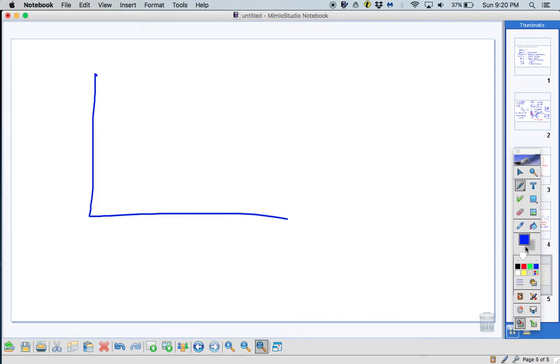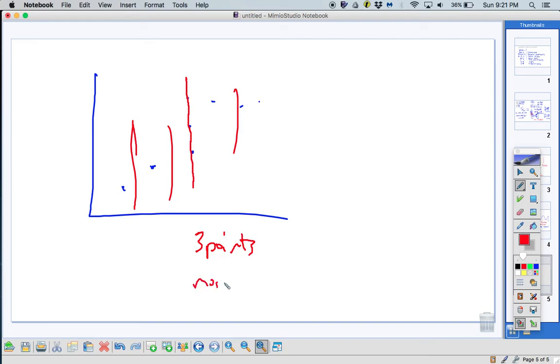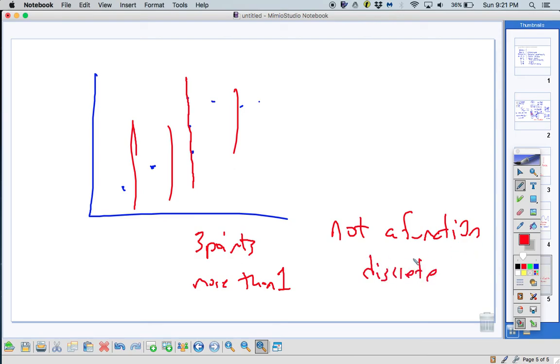So let's look at this particular graph. Okay, so if I start drawing my vertical lines, there's many spots it's okay, but right here it's going through 3 points, and since it goes through 3 points, that is more than 1. So this is not a function. It is still discrete, but it is not a function.